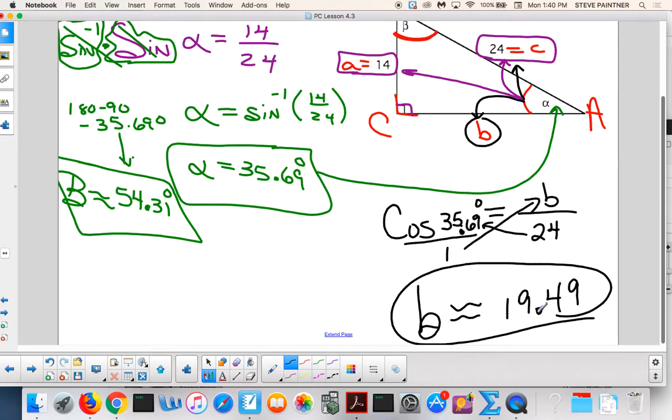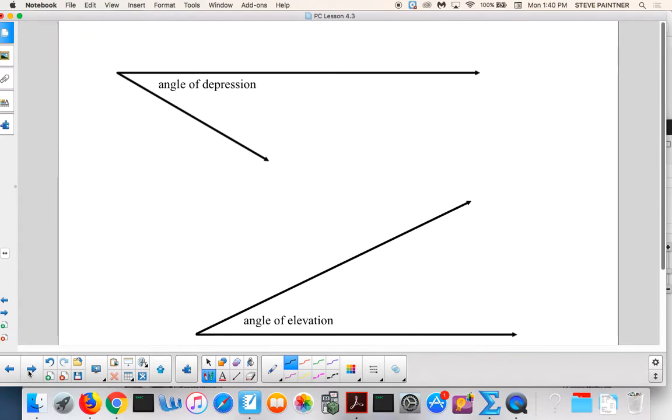Okay, now this is where I was going. Why are we learning all this? Because many, many problems we deal with are story problems. Before you get to a story problem, I got to cover the two things that really bug students a lot. That is angle of what?